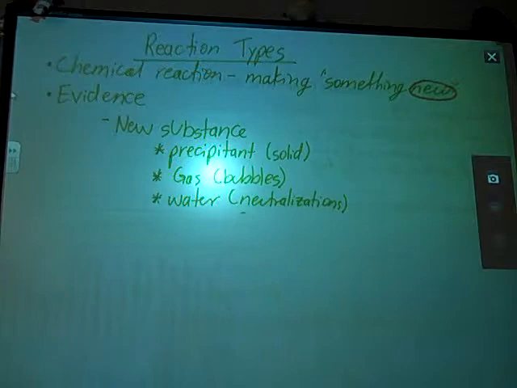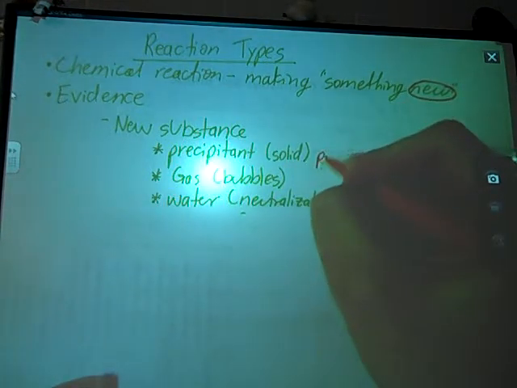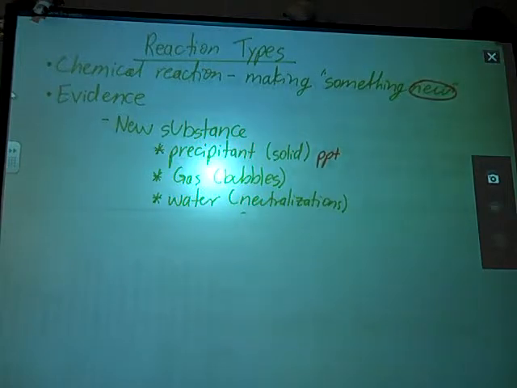It usually looks like some sort of fuzz floating around inside your solution. Oftentimes you'll see precipitate abbreviated ppt. The second piece of evidence that we can talk about is the presence of a gas that was not there before, particularly in the form of bubbles. But be careful of this one because it's not always a good indicator. For example, if you boil water, you make bubbles, but it's not a chemical reaction because you start with water, you end with water. You just change the phase.